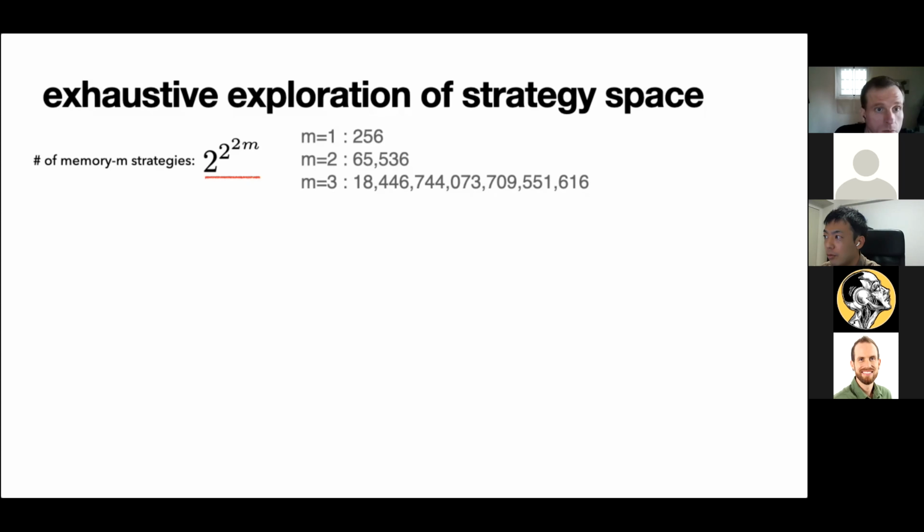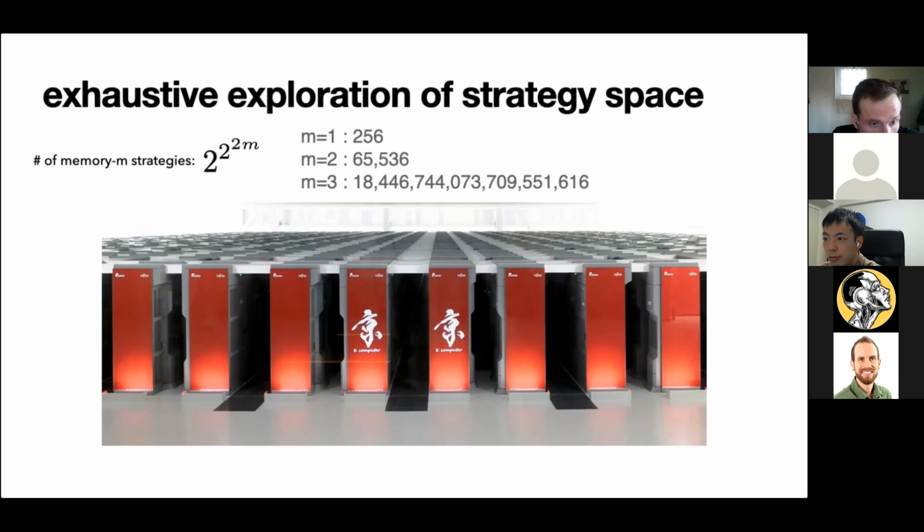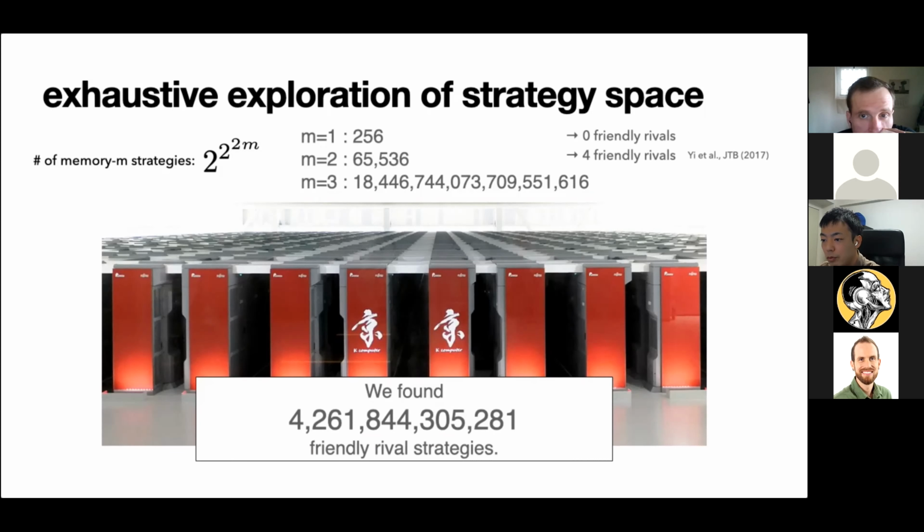When memory is 3, we have this huge number of strategies, which is 2 to the 64. We completed this calculation by developing algorithms and using a supercomputer. As a result, we found that there is no friendly rival in memory 1 space. In memory 2 strategy space, there are only 4 solutions. However, in memory 3 strategy space, we found 4 trillion friendly rival strategies.